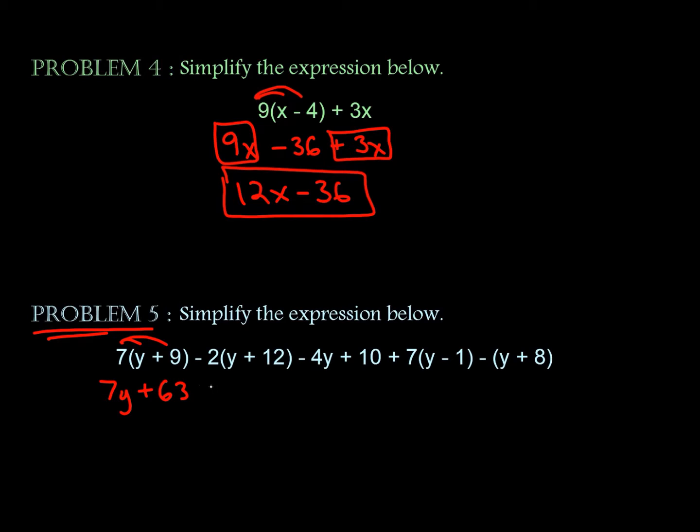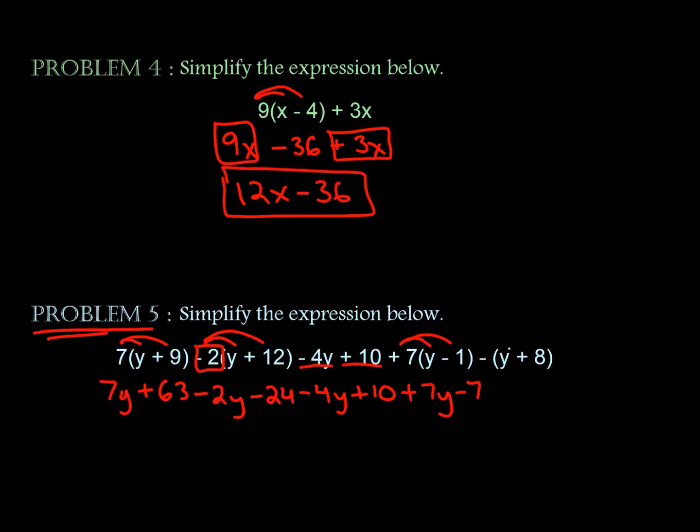Then I'm going to distribute this negative 2 to my y and to my 12. Negative 2 times y is negative 2y. Negative 2 times 12 is negative 24. These terms right here, I'm just going to bring down: negative 4y plus 10. Then I'm going to take the positive 7, distribute it so that I have 7y minus 7.